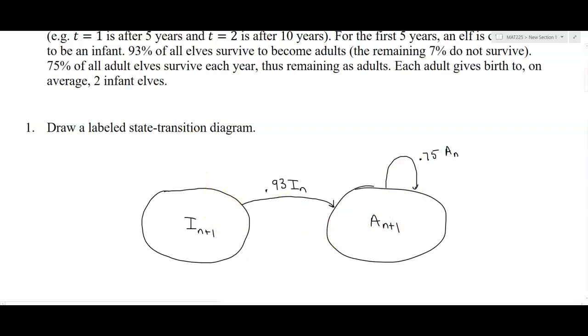Now the 7%, we don't really need to worry about this, but I'll draw a 7% of I sub n, and those simply exit the system, because those are the elves that do not survive, so they're no longer part of our cycle. And similarly here, if 75% survive, that means 25% of adults at time n leave this cycle. So we don't need to worry about those 25%. We just need to worry about the 75% that remain in our system.